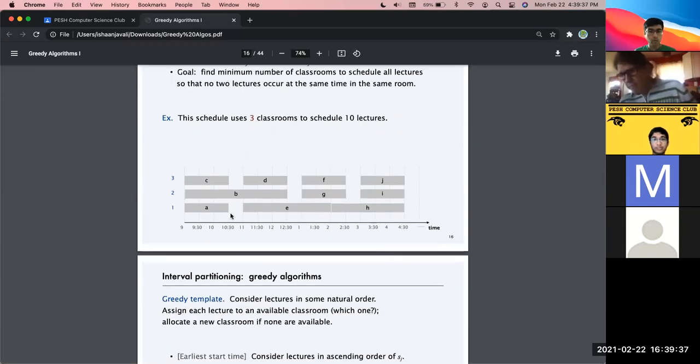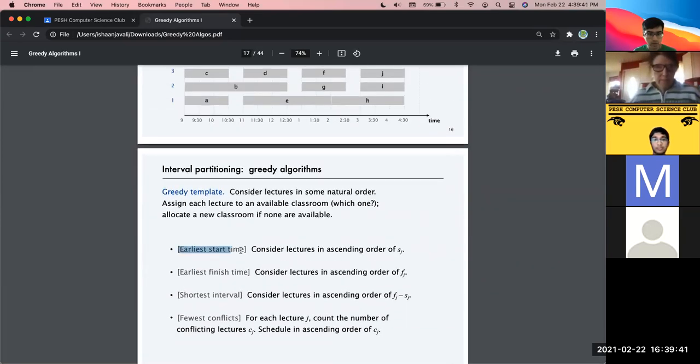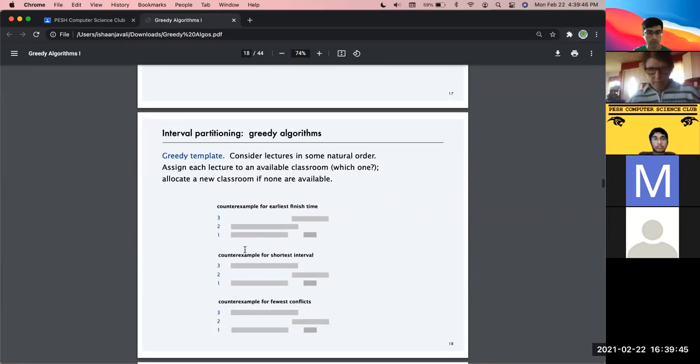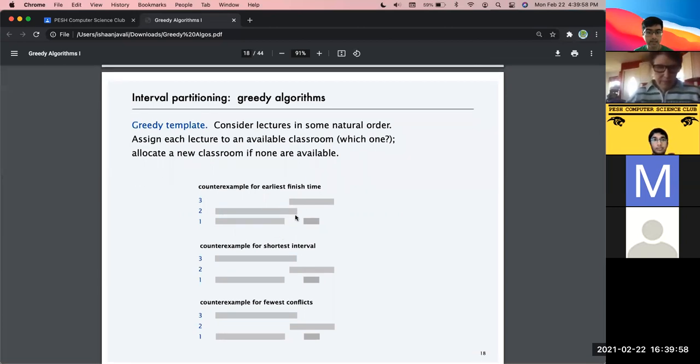But to figure out where we would assign these rooms, the algorithm that we would choose is the earliest start time. And once again, we're going to look at some counter examples for why the other ones are wrong. So if we chose to sort the intervals by the earliest finish time, we see that this interval over here has the earliest finish time. This has the second earliest finish time. This one has the third earliest finish time, and this one has the fourth earliest finish time.